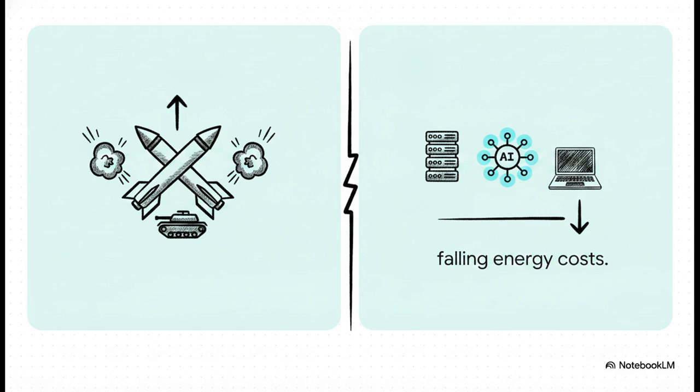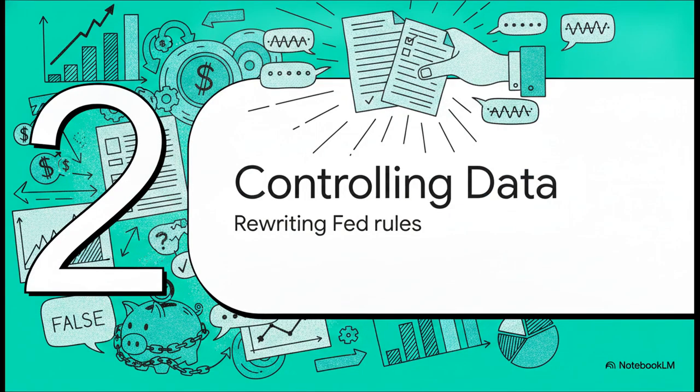Well, because this massive new AI and data center buildout we're seeing requires absolute global stability and cheap energy to function. You literally cannot fund an AI revolution with sky-high interest rates that are being driven by wartime inflation. Tech needs stability. Stability means ending conflicts, which drops oil prices, and that gives the Fed the green light to lower rates. Moving to Section 2, controlling the economic data and rewriting the Fed's rules.